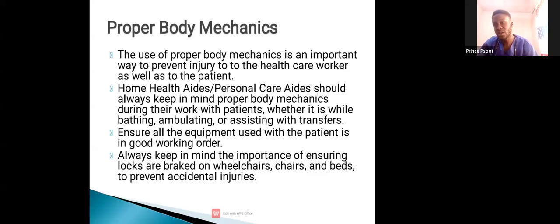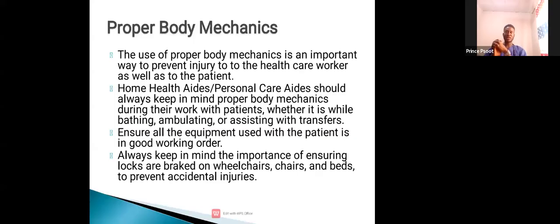Home health aides or personal care aides should always keep in mind proper body mechanics during their work with their patients. This is important whether while bathing, while ambulating, or assisting with transfers or anything. Body mechanics is very important. Ensure all the equipment used with the patient is in good working order.